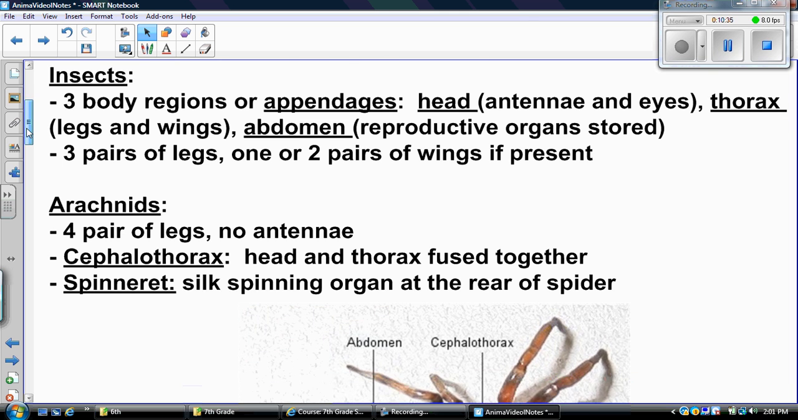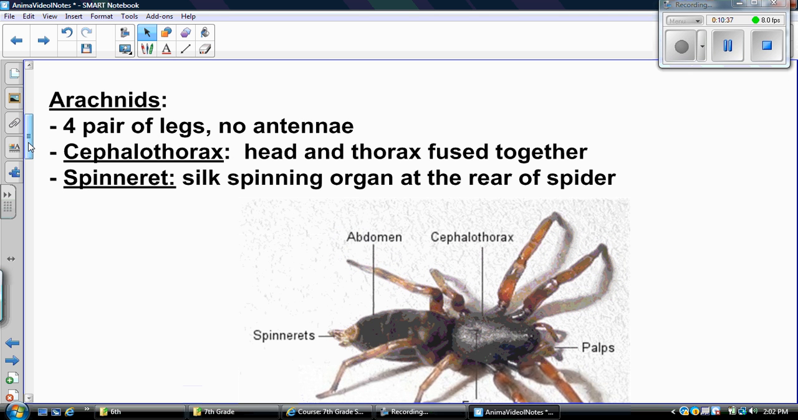Another subdivision for the arthropods is arachnids, your spiders. They have 4 pairs of legs and no antennas. They have what's called a cephalothorax, okay, which has the head and thorax fused together. So they don't have 3 separate body sections, they have 2 body sections. They have a spinneret that allows them to spin a web.